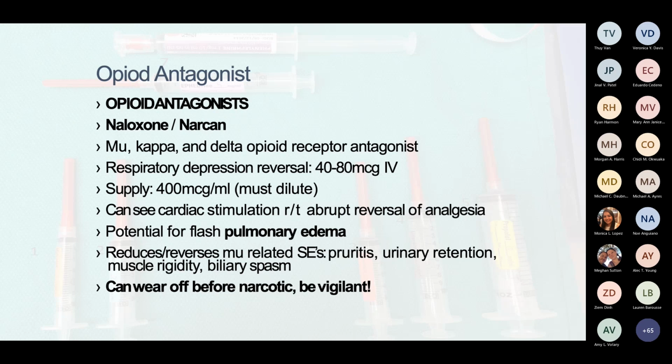Other things you'll see, just because of that abrupt reversal of analgesia, they become angry. You may have a pretty high sympathetic drive all of a sudden. And there's a potential for flash pulmonary edema in those patients.